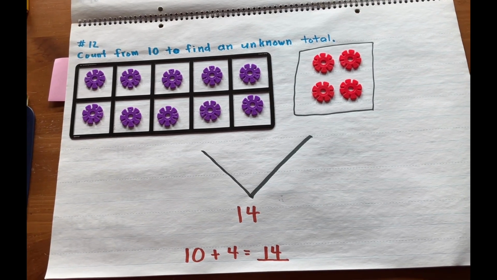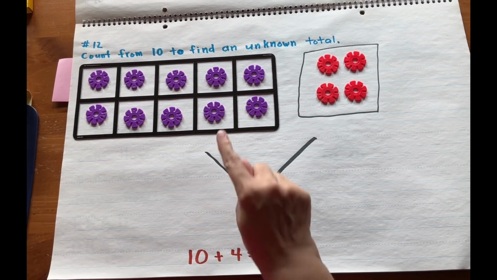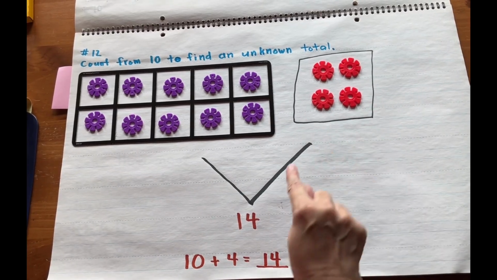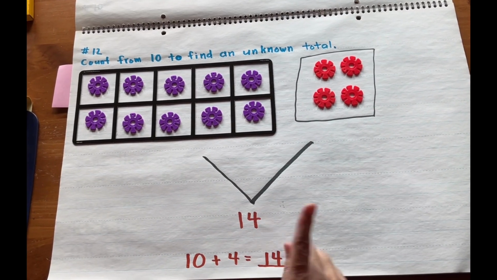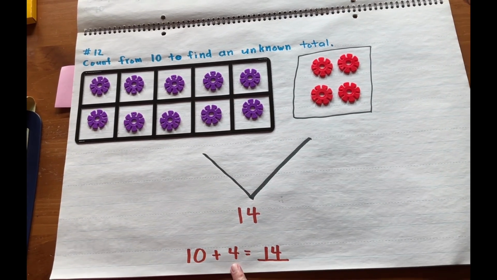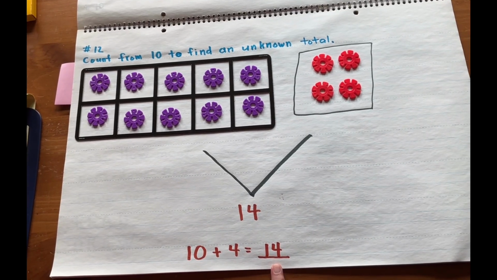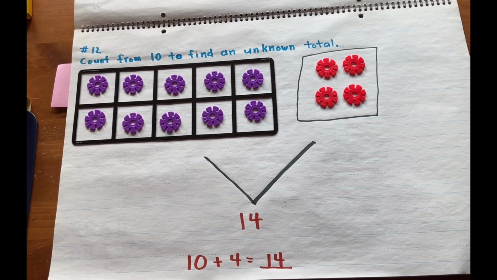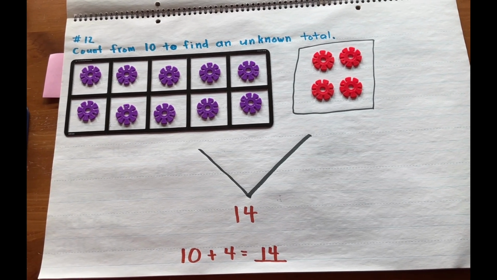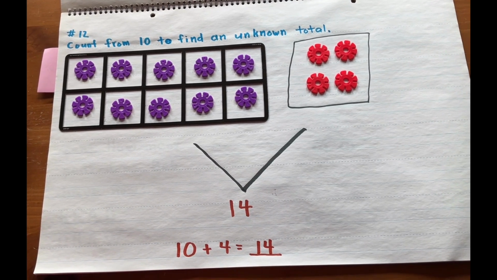And here is the number sentence that goes with it. Oh, I almost forgot. Part, total. Part 10, part 4, total 14. Here's my number sentence. Part 10 plus part 4 equals total 14. For some reason, children pick up starting with 10 and counting on quicker than most other math sentences.